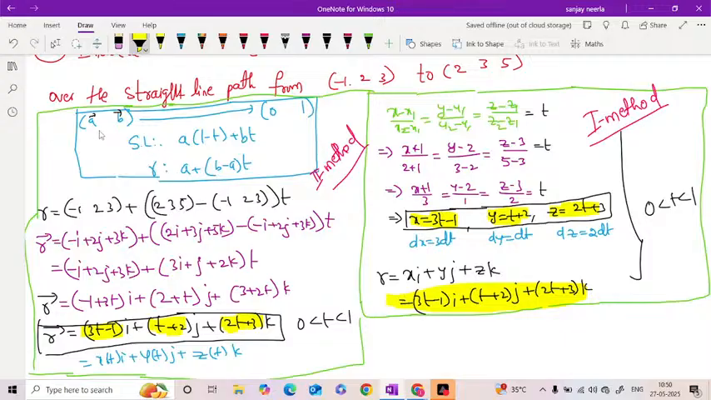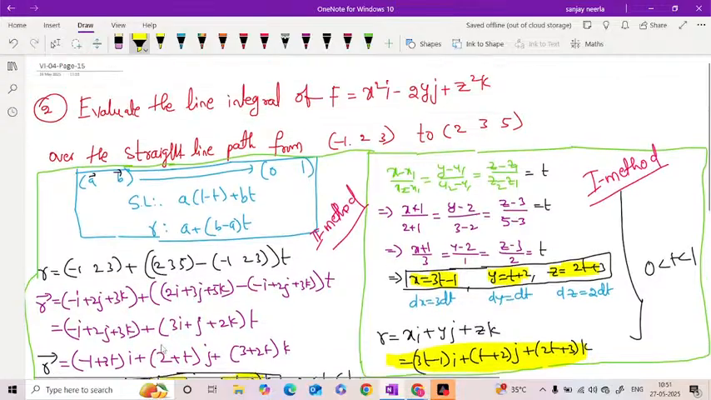Second approach: suppose A and B are the two position vectors. We can write the line, with t from 0 to 1, by substituting A and B, as A(1 minus t) plus Bt, or A plus (B minus A)t. Here A is the first point and B is the second point. Now we get the same result: R is equal to (3t minus 1)i plus (t plus 2)j plus (2t plus 3)k, and t values are between 0 and 1. This is our position vector.